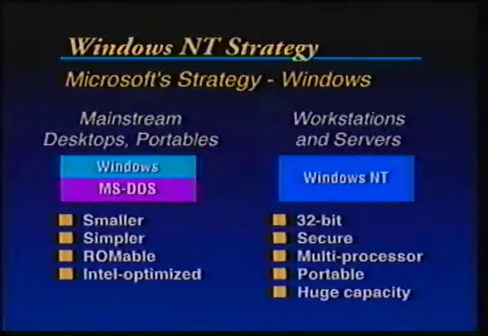Windows NT is also designed to support multiprocessors. And already, Microsoft has demonstrated systems with 8 and 16 CPUs running Windows NT. It's also portable, not from the standpoint of being able to put it on a very small device and carry it under your arm, but in terms of being able to run on many different hardware platforms. And it's got a huge capacity in the size of the files that it can address, as well as the amounts of memory it can deal with.